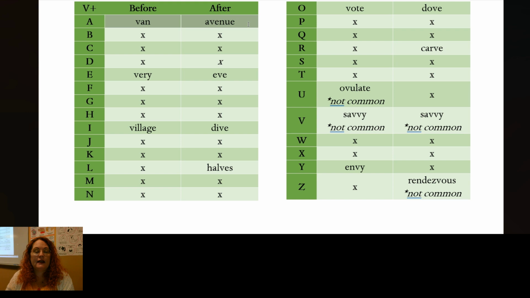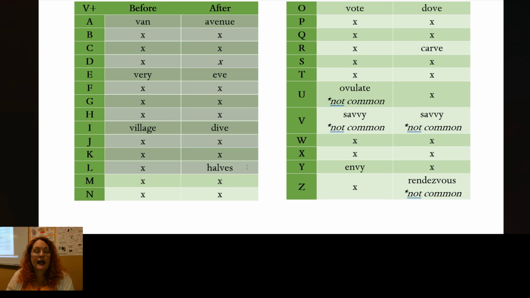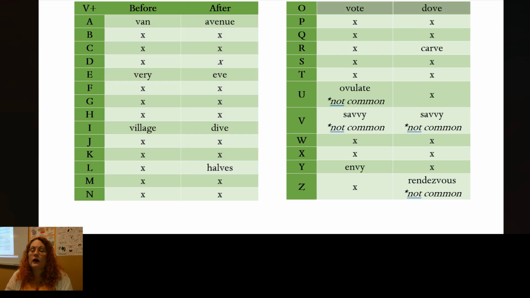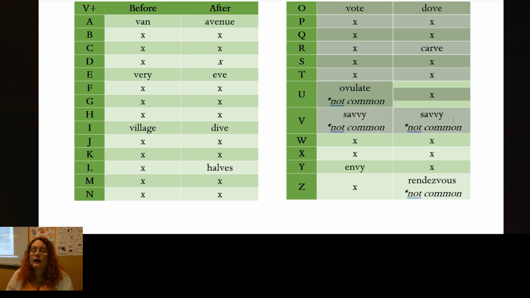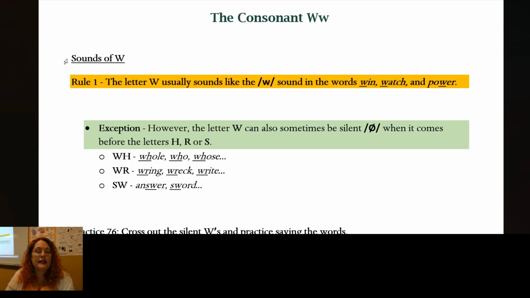Van, avenue with an A, very or eve with an E, village or dive with an I. It can combine with an L as in halves, with O as in vote or dove, with an R, for example, carve, with a U as in ovulate, and very rarely will you see the V doubled, as in savvy. You can see it with Y as in envy, and again, very rarely with Z as in rendezvous.